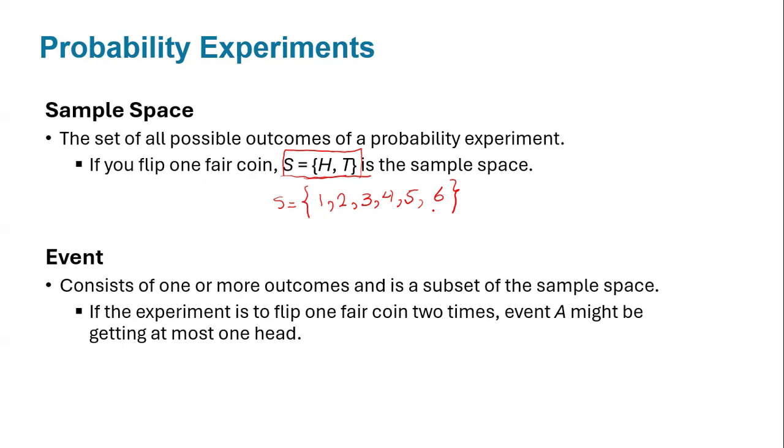We usually show events by a capital letter, like event A, event B, and we need to define each of these events in a notation for any event that we want to find the probability for.